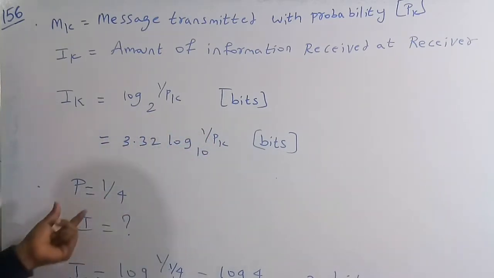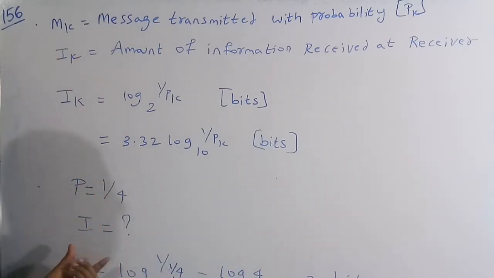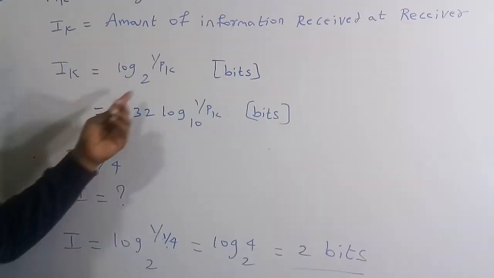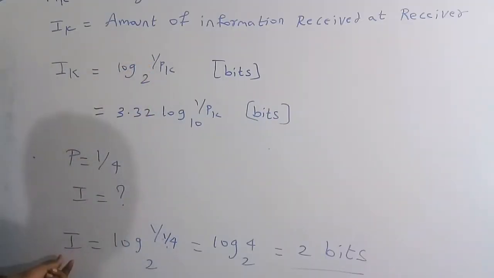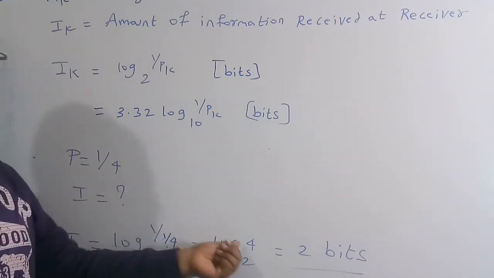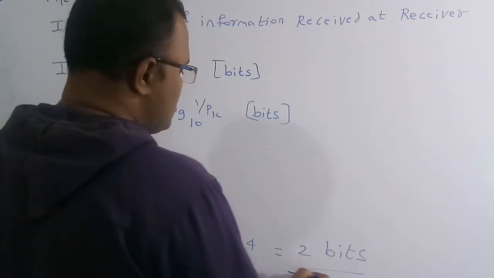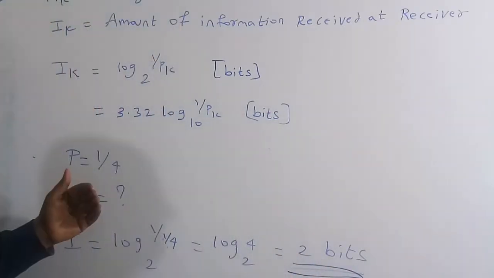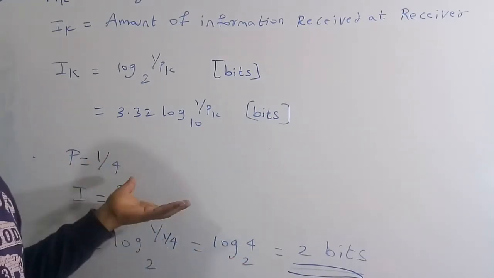In this question, the probability of the message signal is given as 1/4, and we have to find the information in terms of bits. I am going to use the first formula, I = log2(1/PK). P is 1/4, so 1 divided by 1/4 is nothing but 4. Log 4 base 2 is nothing but 2. So 2 bits are required for this message signal with probability 1/4.